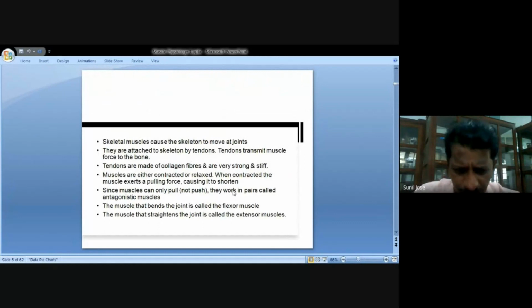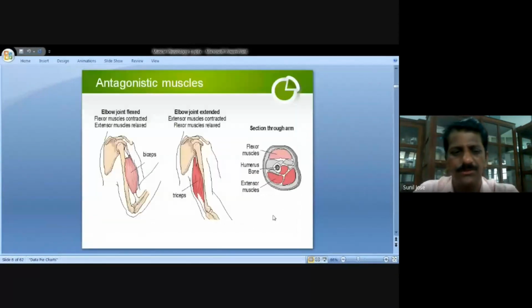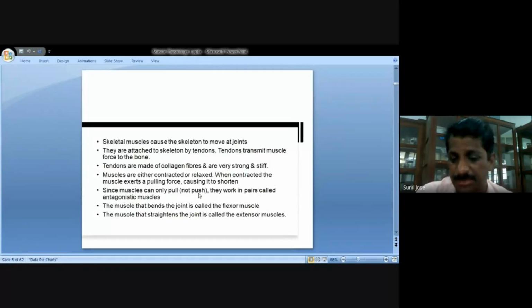Now, based on that, we have two types of muscle. The muscle that bends the joint is known as a flexor muscle, and the muscle that straightens the joint is known as an extensor muscle. So of the bicep muscle and tricep muscle, the bicep muscle is a flexor muscle, whereas the tricep muscle is an extensor muscle. Why is it known as an extensor muscle? During the contraction of the tricep muscle, the arm or forelimb becomes straightened, that is, extended. That is why it is known as an extensor muscle. The bicep muscle is known as a flexor muscle.